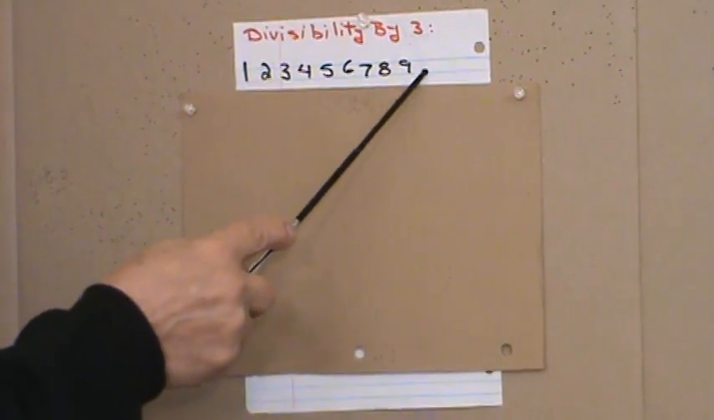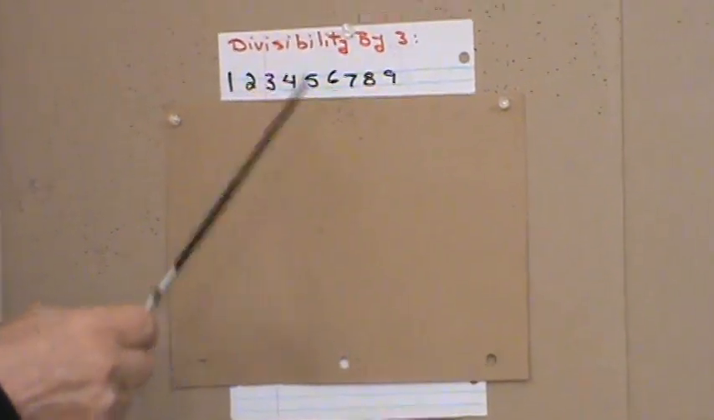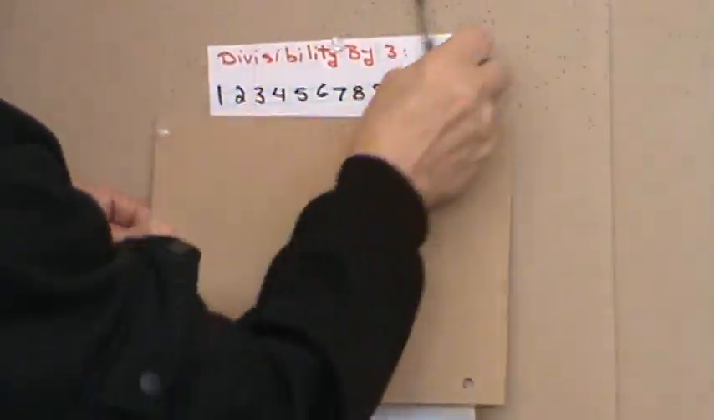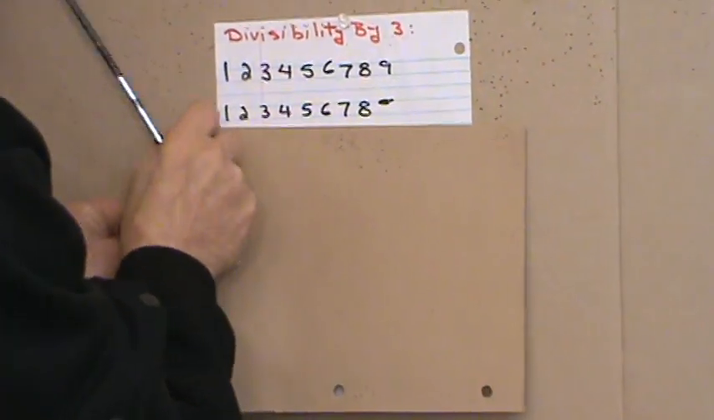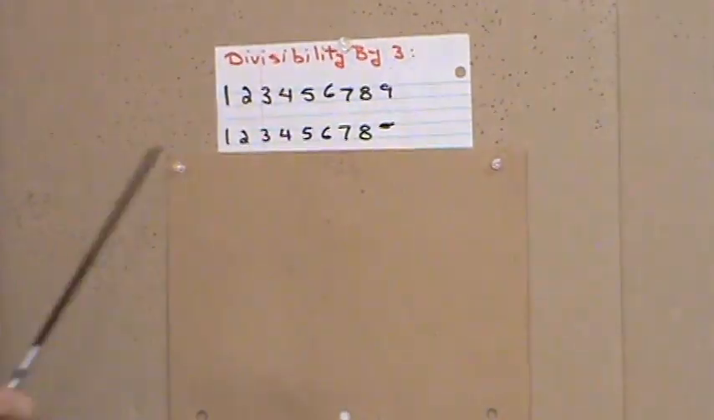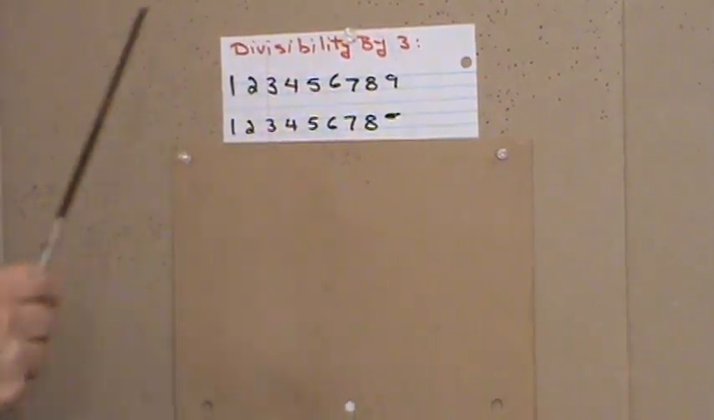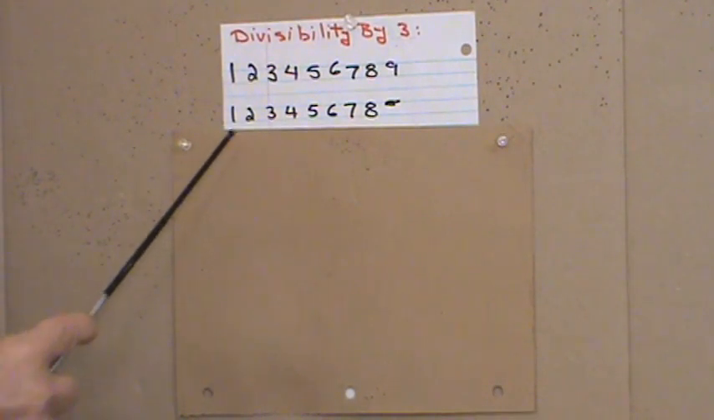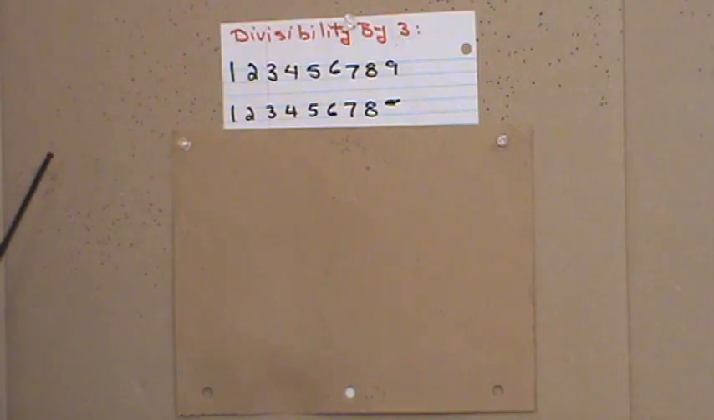Now, let's take the 9 out and see if it is still divisible by 3. Now, let me go one step down. Now, I took 9 out. Now, I have 8 digits, a large number of 8 digits. You can read it out. Let's see if this is divisible by 3 also.